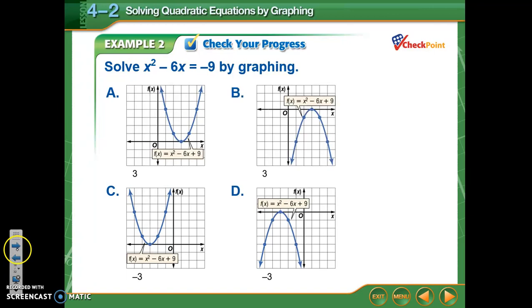So I want you guys to try this one. Do the whole process of graphing. Don't forget to set it equal to 0 before you start. And then identify which graph shows the correct solution. Okay, you should have gotten A in this one. Your vertex should be 3, 0. You should have graphed all 5 points to get your good parabola shape. And your solution would be x equals 3.